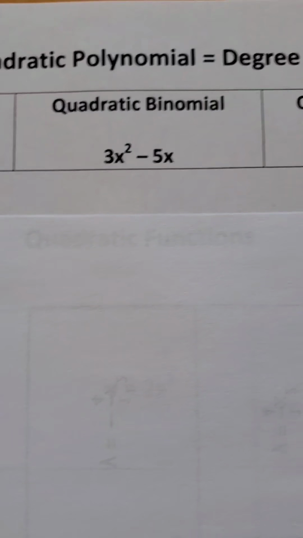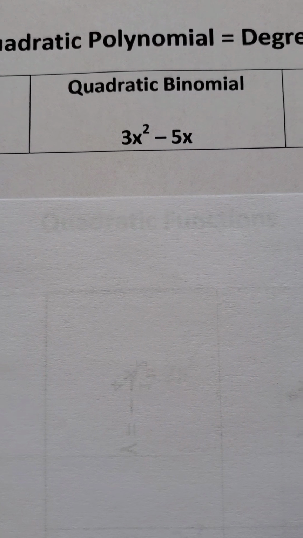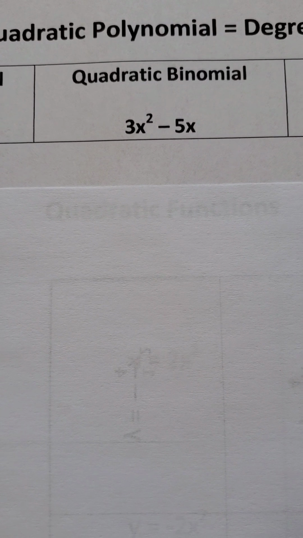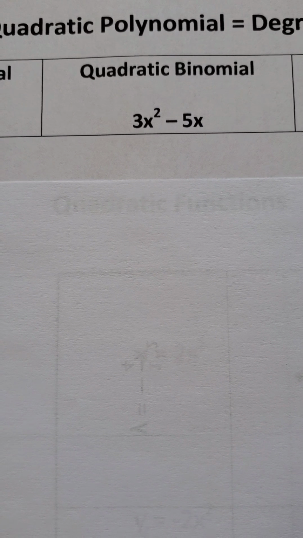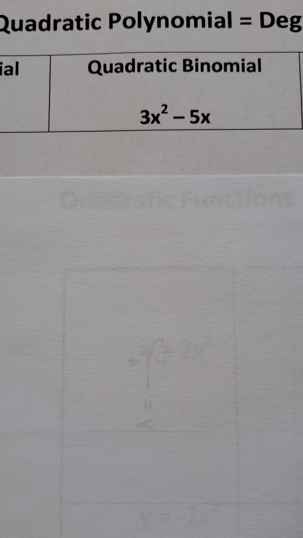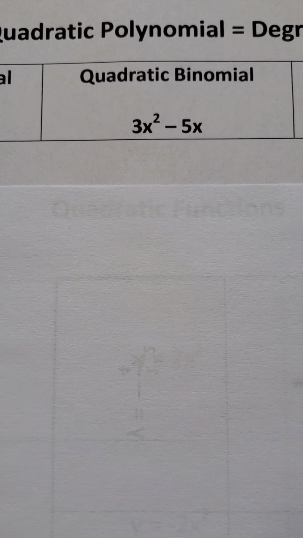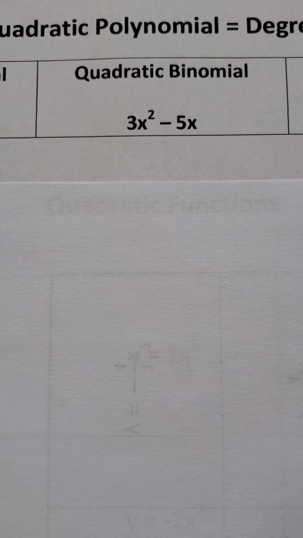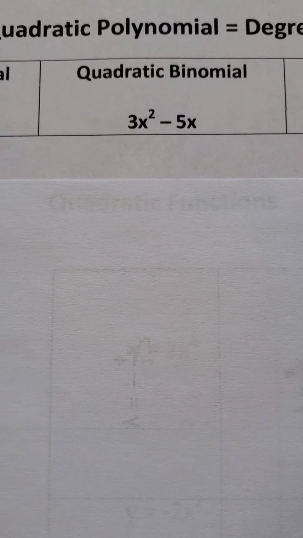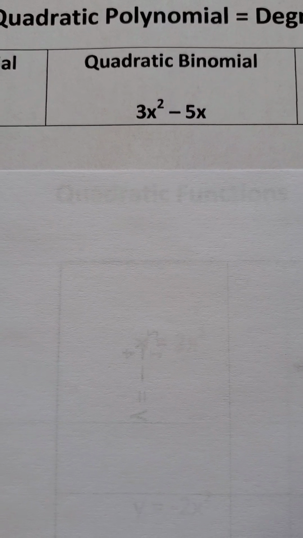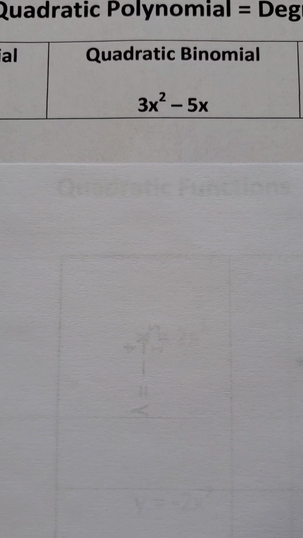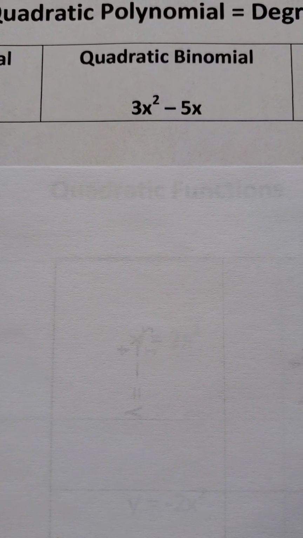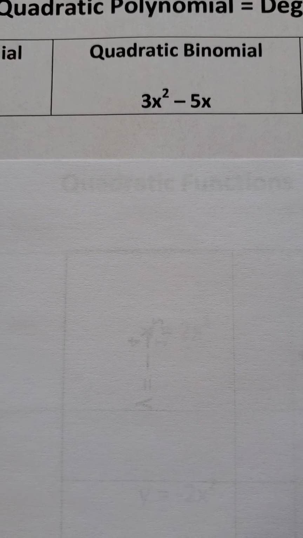Then you have a quadratic binomial, and a quadratic binomial has 2 terms. We have a 3x squared as our leading term, and then a negative 5x, which is our linear term. You could also exchange that 5x for just a constant, like a 3 or a 7. It would still be a quadratic binomial if you have the x squared.